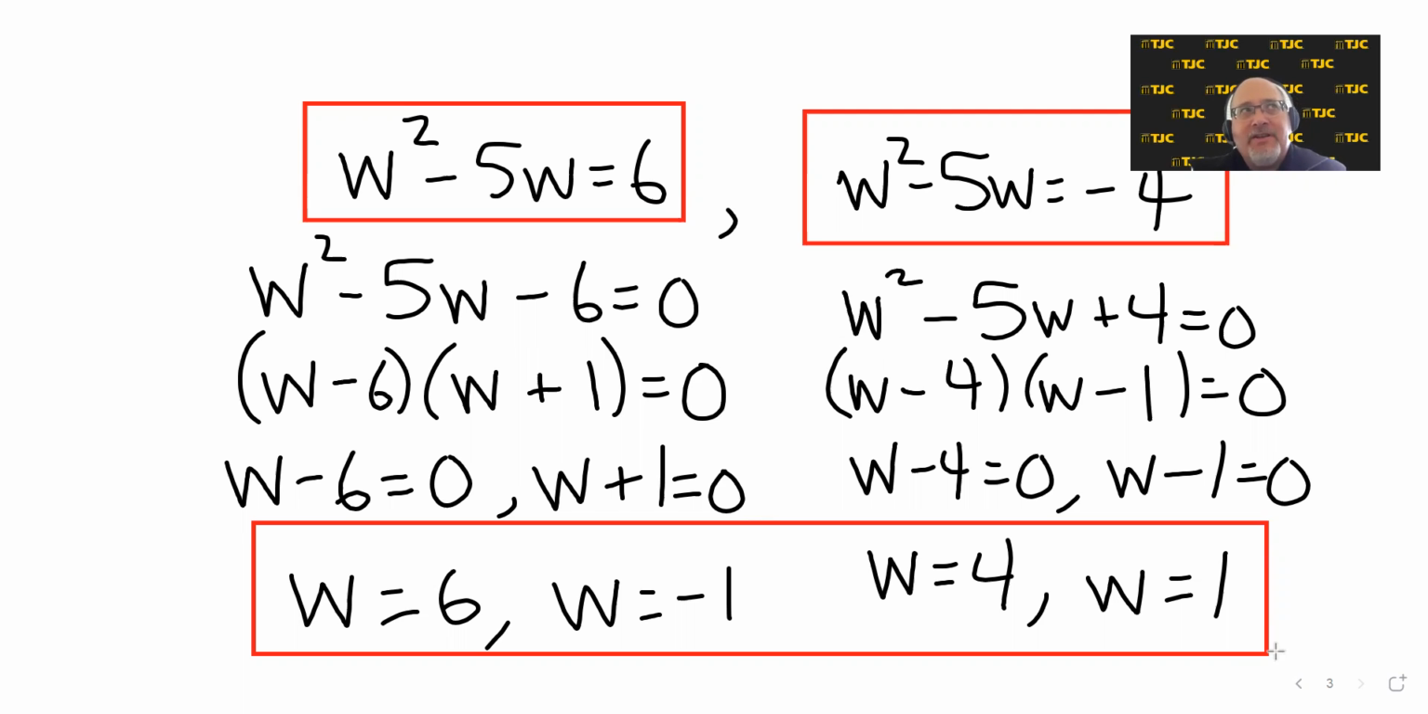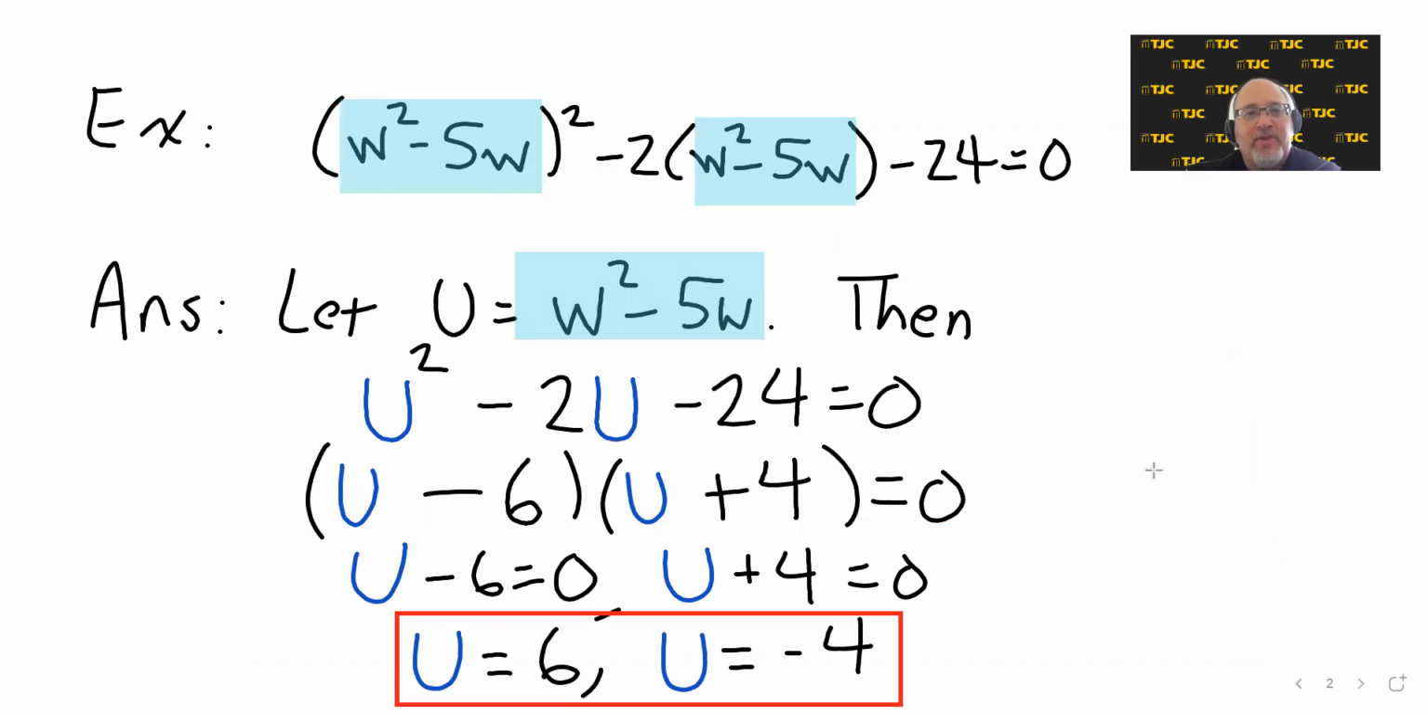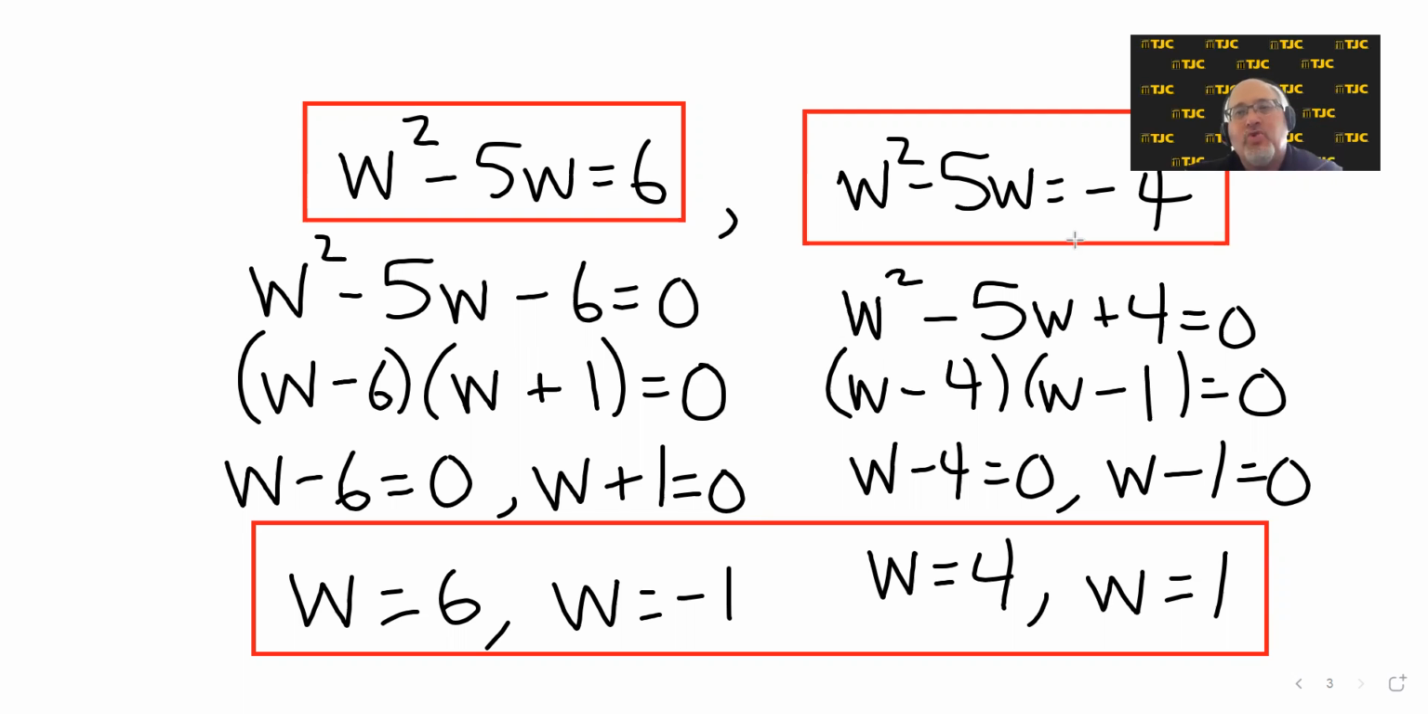The difficulty in these lies in how complicated the expression is at the beginning. In this case, the expression was w² − 5w. So when I brought that back in at the end, it created 2 quadratic equations. There are more complicated expressions. There are simpler expressions. You've got a mixture in your homework.